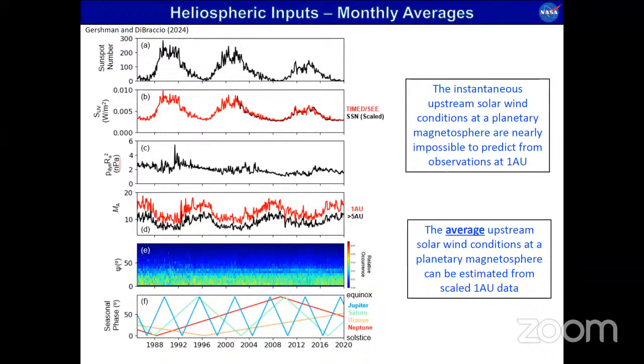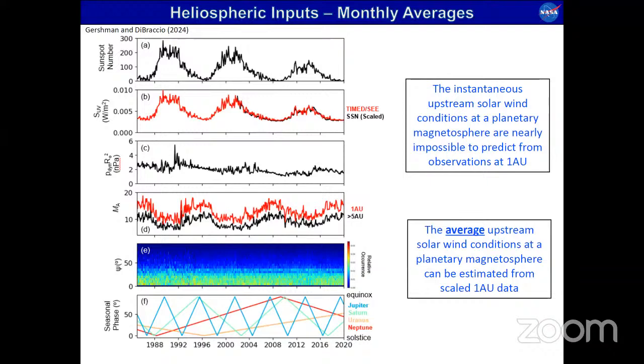You're just kind of seeing this constant 30-degree cone on average about the Parker spiral direction. And of course, you can take into account planetary season and magnetospheric configuration. And so one thing that we wanted to look at here is that we're not trying to predict the solar wind at Neptune. That's impossible to do with current tools. We don't have an upstream monitor.